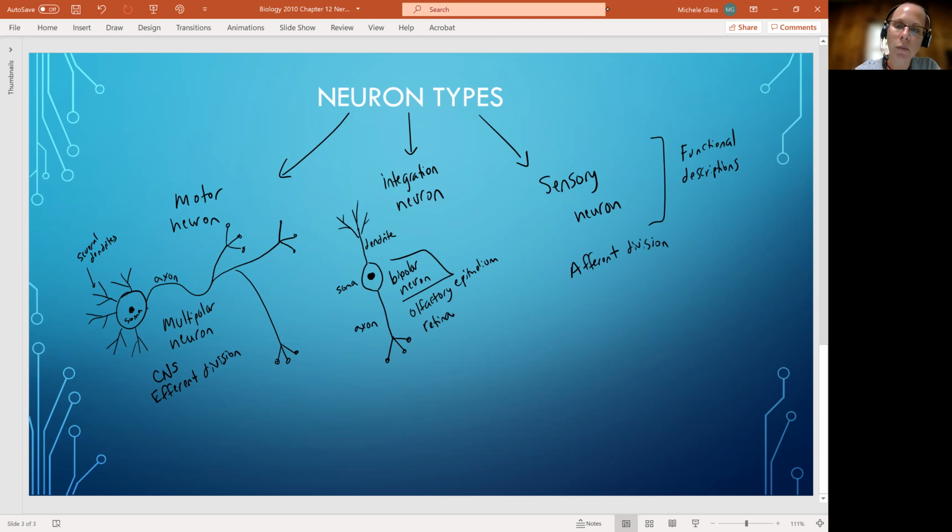Here we have the unipolar shape. So in this case, draw your dendrite and your axon as basically one line. And then to the side of all that, draw in your cell body. So you have a dendrite here becoming continuous with the axon. And then the soma is to the side. And this is your sensory and your unipolar neuron.